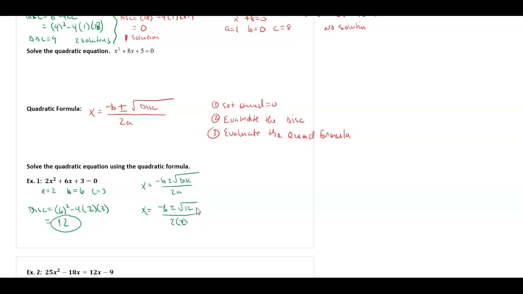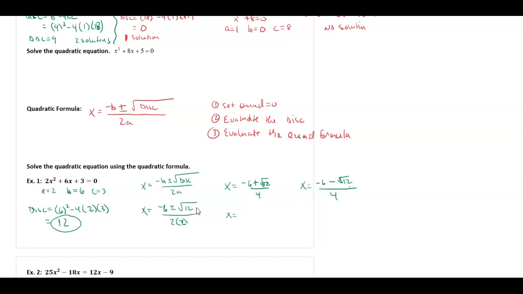Okay, so all we did was take the values of a, b, and c and plug them in. Now, I have to break this up into 2 problems. One is negative 6 plus the square root of 12 all over 4. The other one would be negative 6 minus the square root of 12 all over 4. So I'm going to break it up, and right now I'm going to plug these in the calculator.